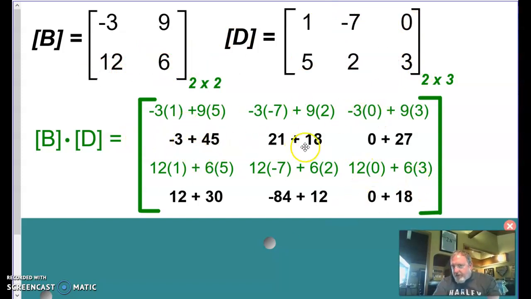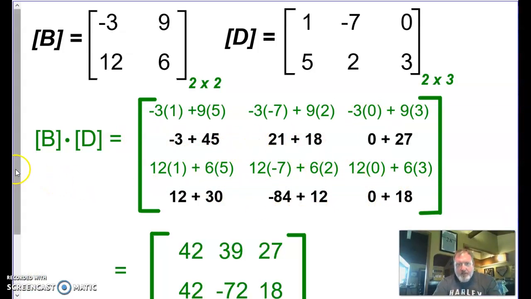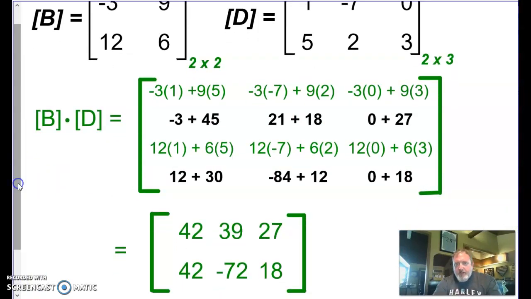Whether you rewrote it as a matrix or did it off to the side, that's fine. And then I am going to combine these numbers here to get my answer, which again is going to be a 2 by 3 matrix, and that's what we get right here. And that's what we should get.